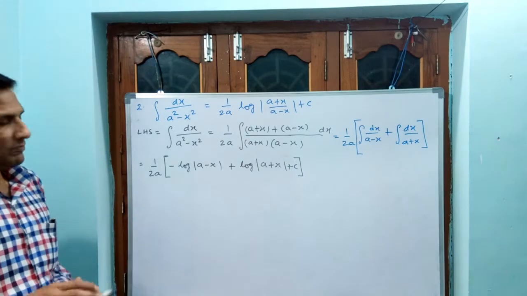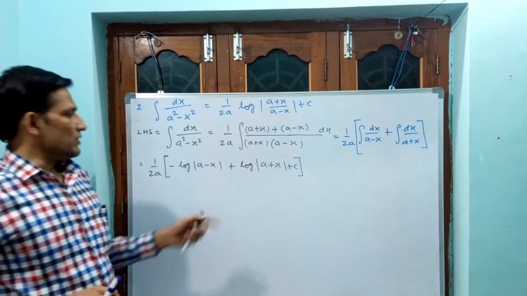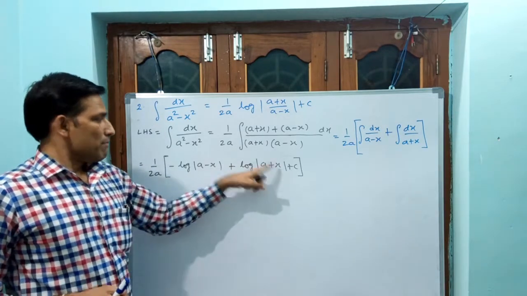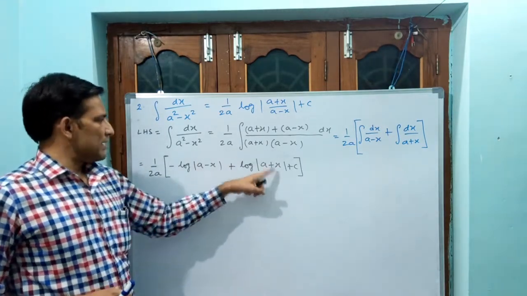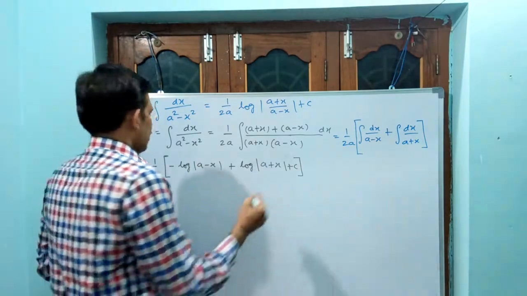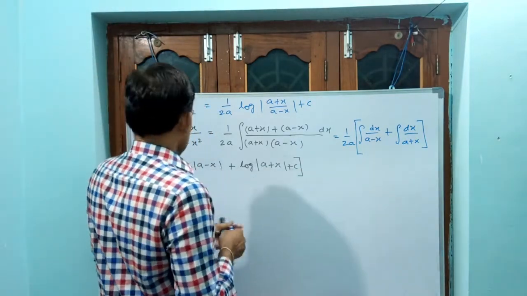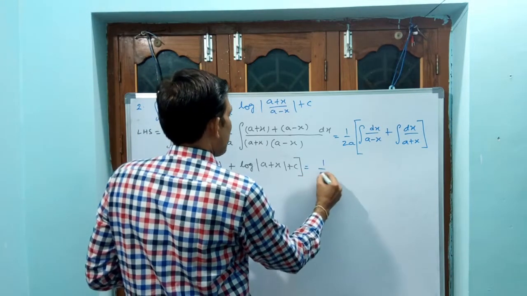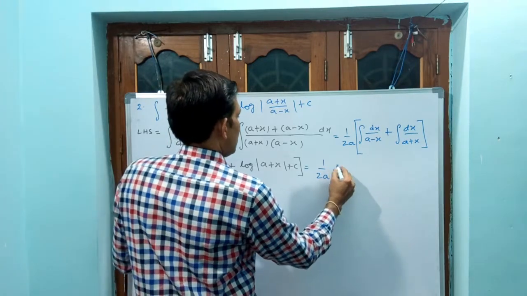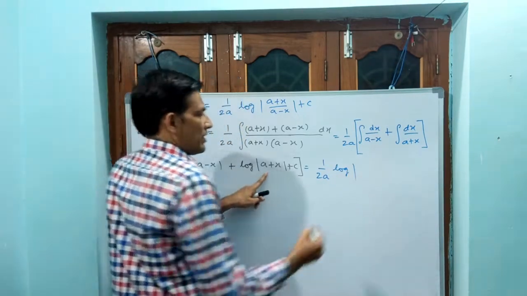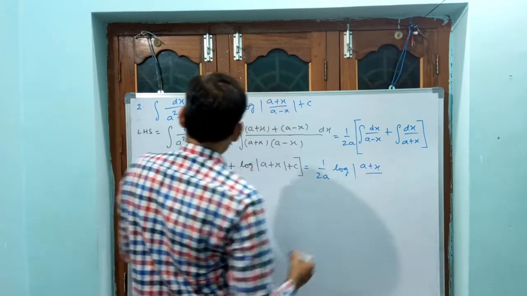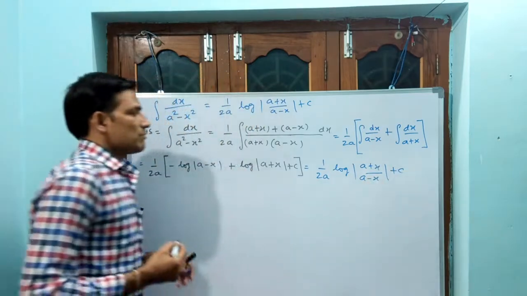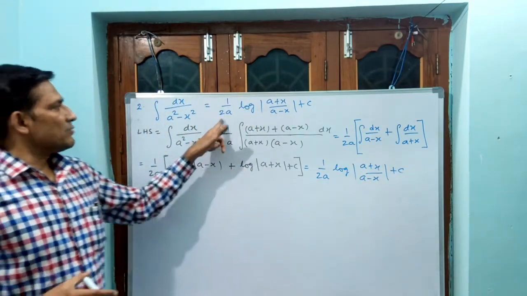C has come. Now again, this is plus log, this is minus log: log m minus log n, that means log of a plus x by a minus x. Write down, see what I am writing. That is equal to 1 by 2a log of modulus a plus x by a minus x, plus c, that's all. Is this the result we want?